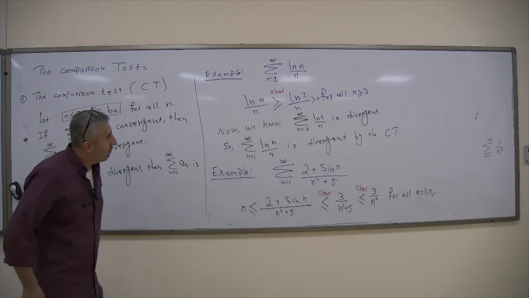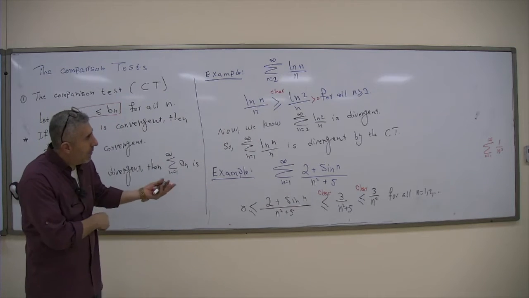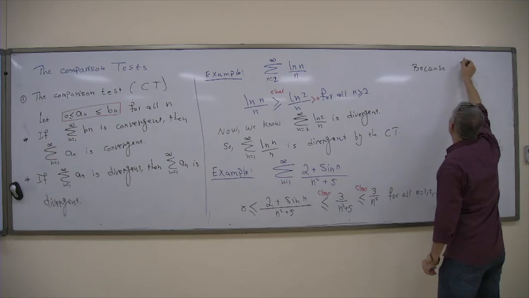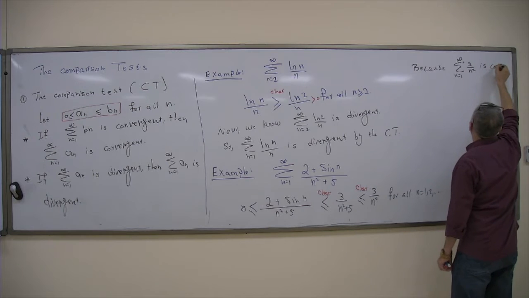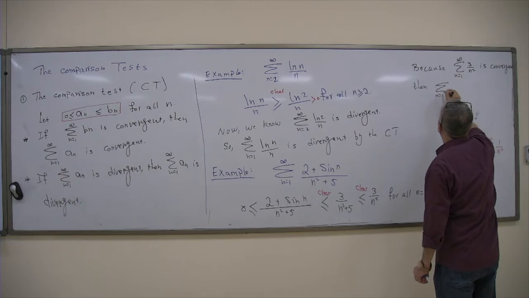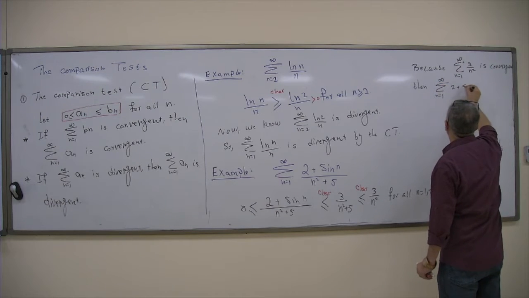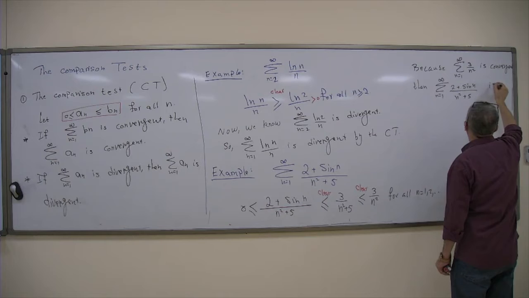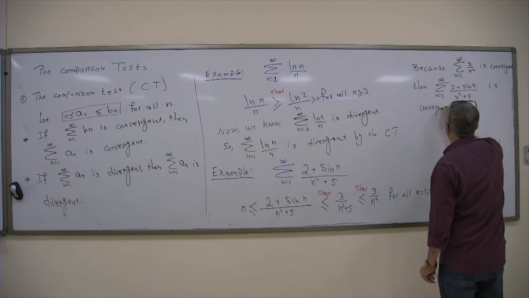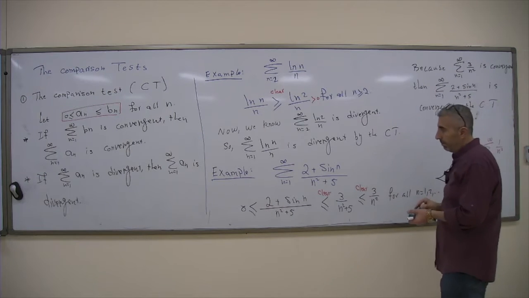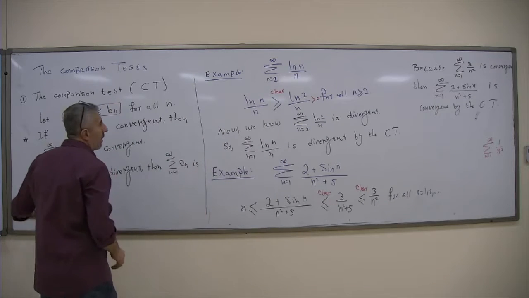All right, that's it. Because summation 3 over n squared, n from 1 to infinity, is convergent, then summation n from 1 to infinity of 2 plus sine n over n squared plus 5 is convergent by the comparison test. Look how simple that is.